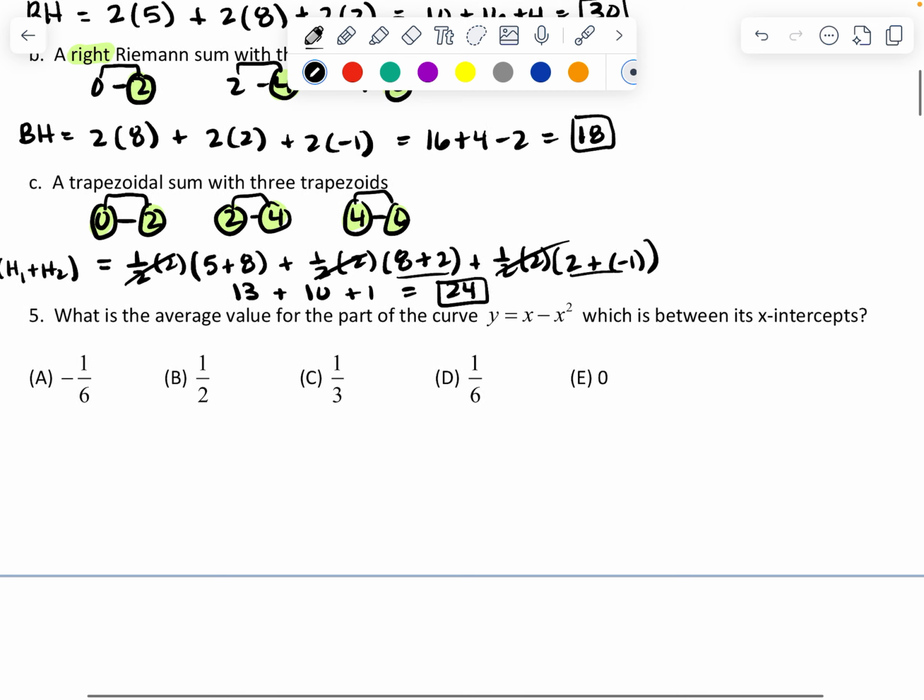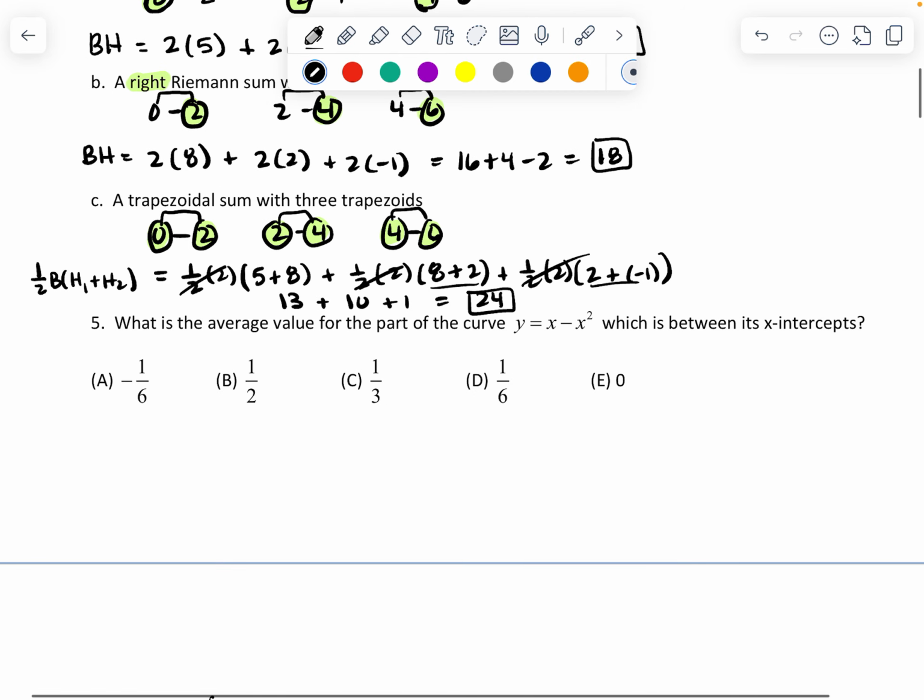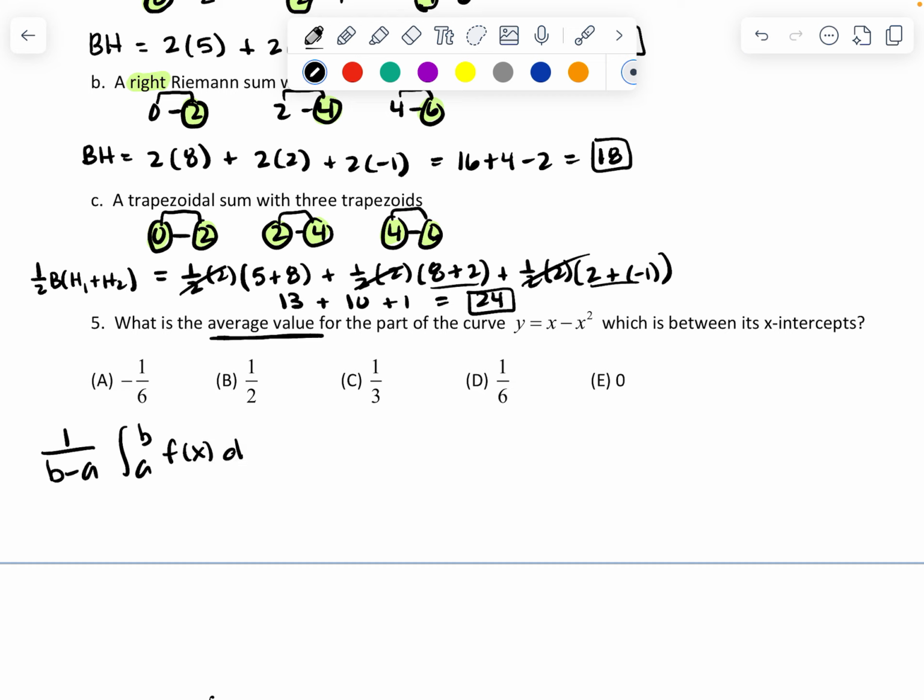All right, now number 5, this is something that we learned in class today, average value. Okay, make sure that you learn this. Average value is 1 over b minus a, the integral from a to b of f of x dx. Okay, now the question on this one though is it doesn't really give you what the a and b values are. It's saying that your a and b values are the x-intercepts. You guys, the x-intercepts is where the graph crosses the x-axis. So it's basically where y equals 0. So I need to find those.